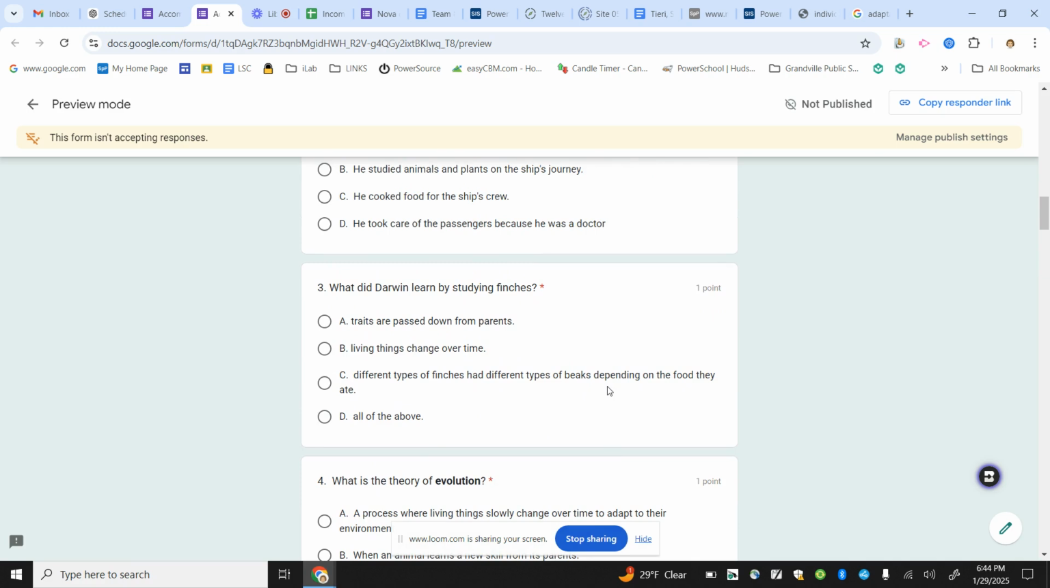Number 3. What did Darwin learn by studying finches? A. Traits are passed down from parents. B. Living things change over time. C. Different types of finches had different types of beaks depending on the food they ate. D. All of the above.